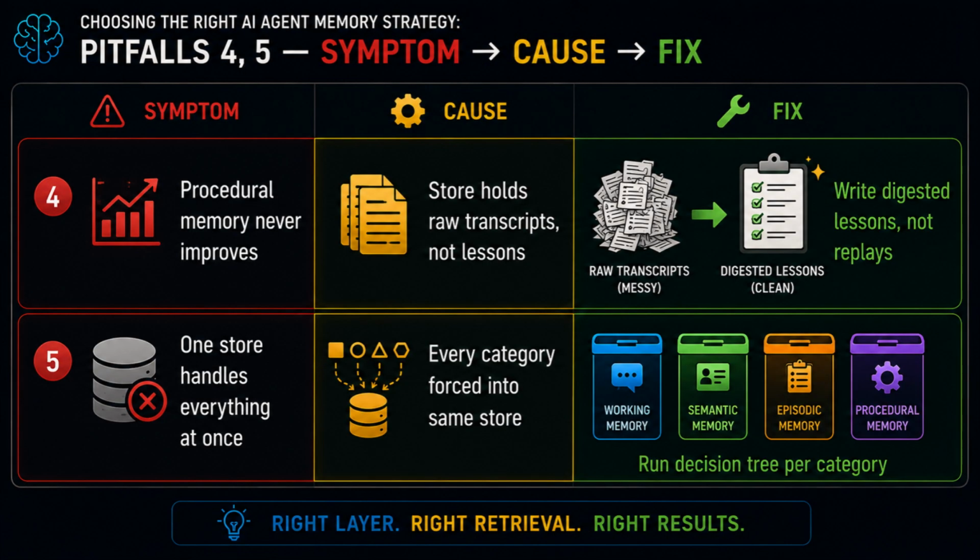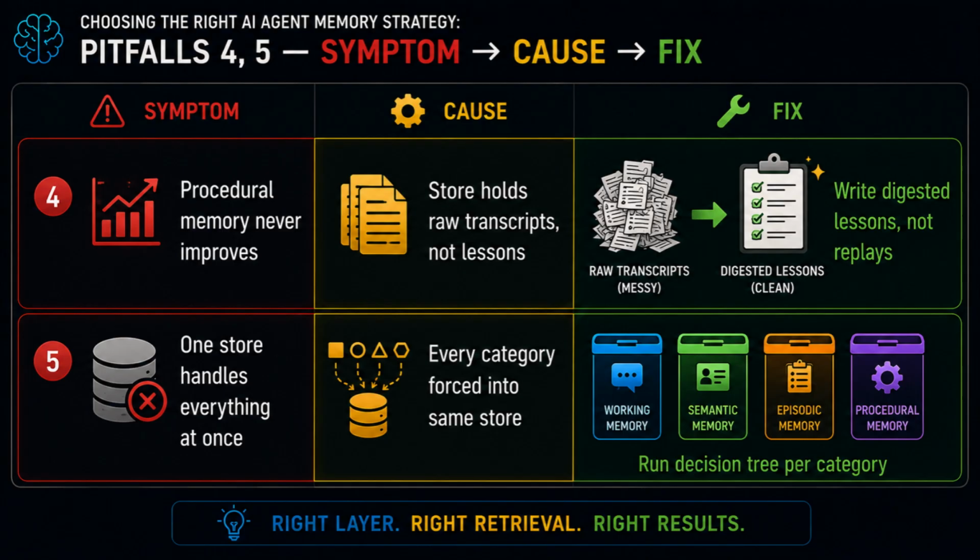Fourth, procedural memory never seems to actually improve anything, no matter how many tasks the agent completes. The likely cause is that the store holds raw replays of past runs rather than genuinely distilled lessons extracted from them. The fix is writing the digested lesson learned from each attempt, not a full transcript of the attempt itself. Remember, procedural memory is about future application, not historical record keeping.